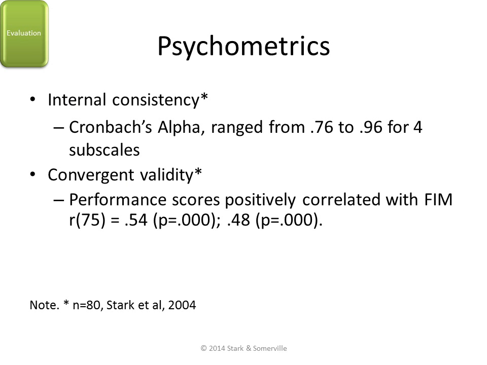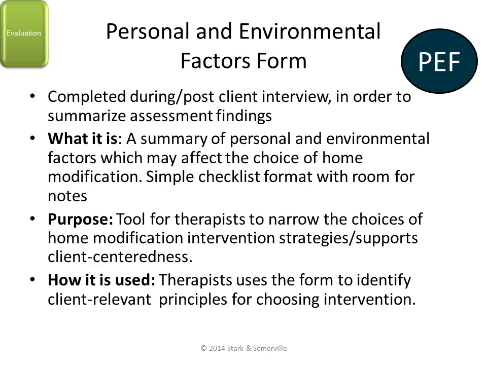We also looked at the internal consistency and the validity of the assessment, and it ranged from 0.76 to 0.96 for the 4 different subscales. So again, that's really good. And then we calculated the convergent validity to see how it was correlated with the FIM, and it was very positively correlated with the FIM. So it's reliable, and it's a valid tool to use in people's homes.